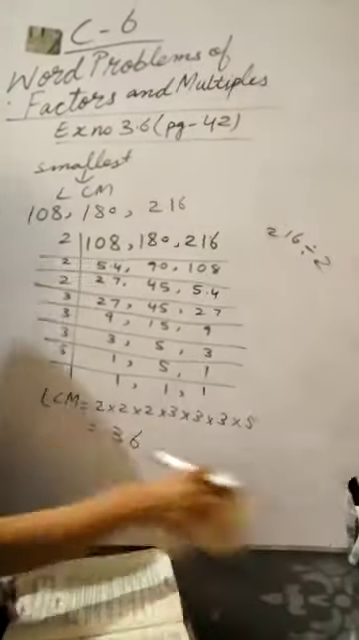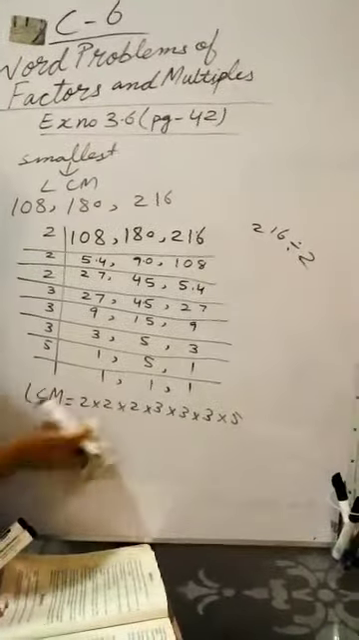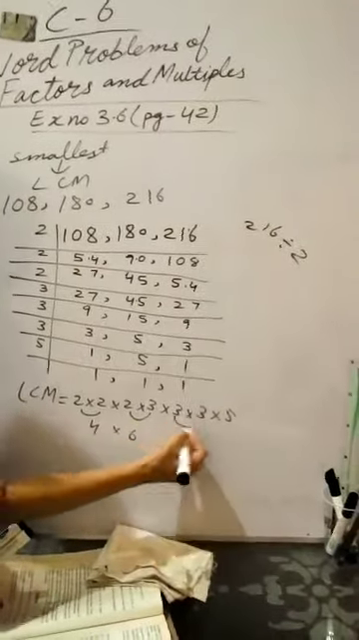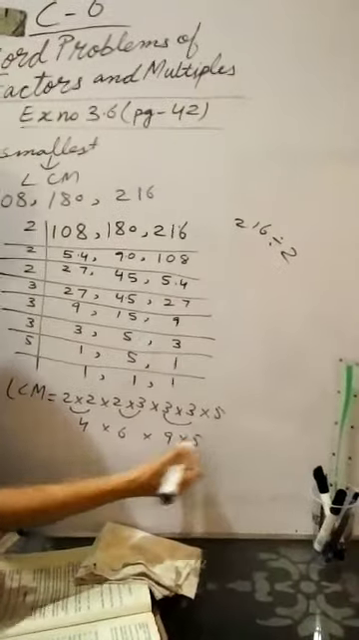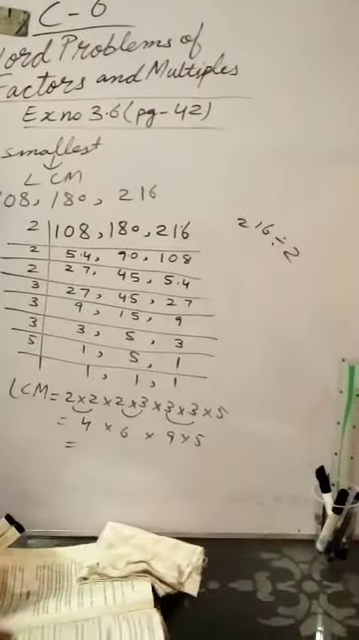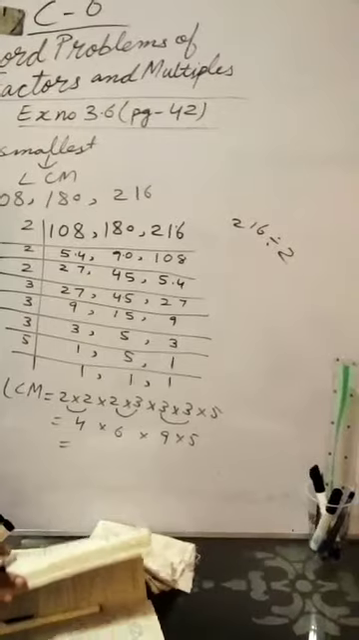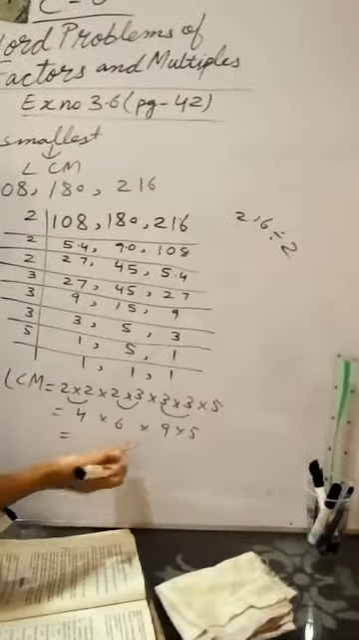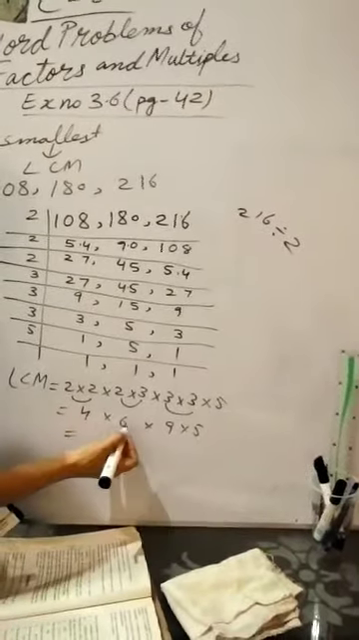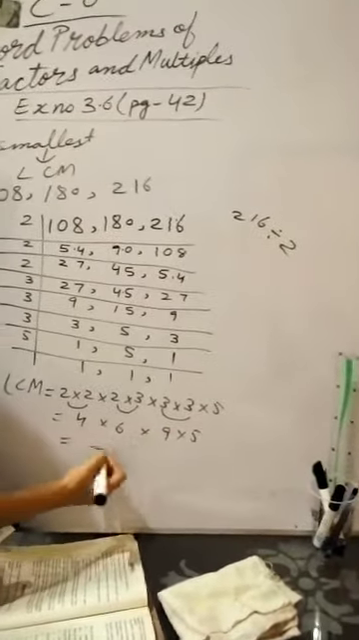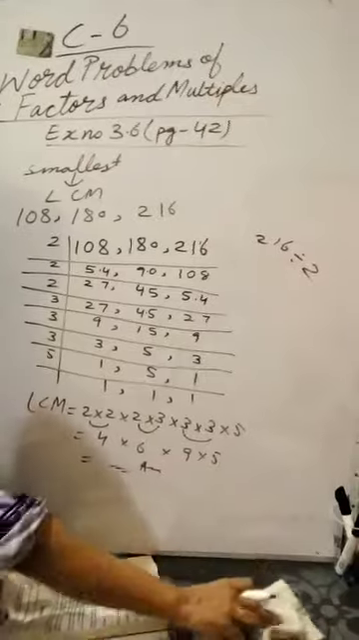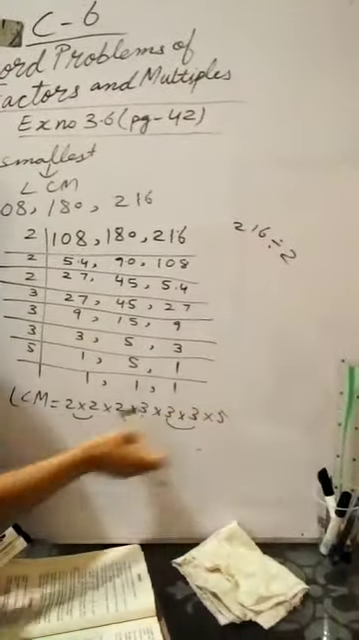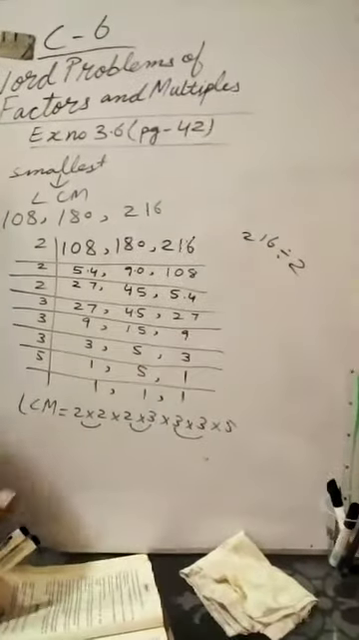You can make pairs. 2 multiplied by 2 is 4, multiplied by 2 is 8, then 3 multiplied by 3 is 9, multiplied by 3, and then by 5, and you will get the answer. The answer will be the same. You can multiply all these values in the same sequence and you will get the answer.